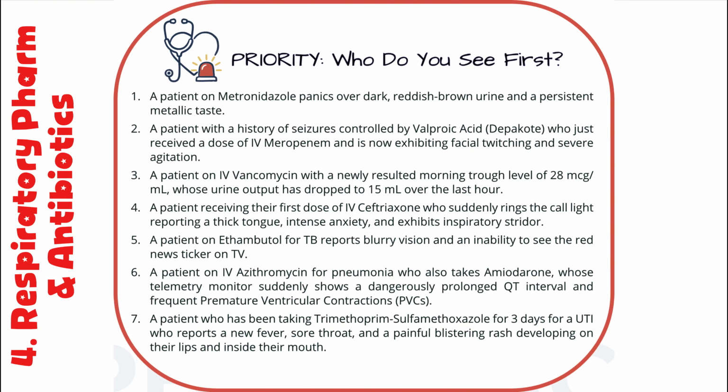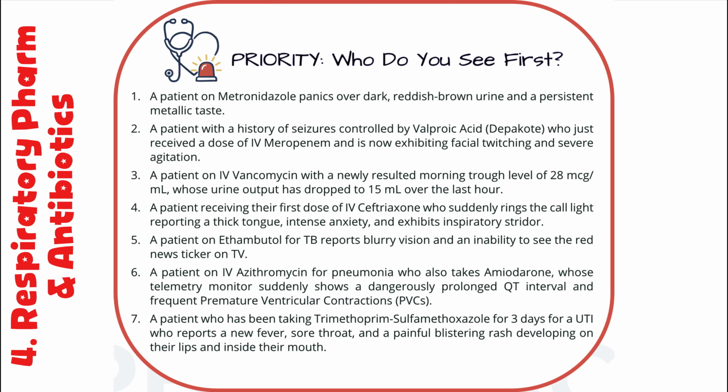Next, a patient on azithromycin who's also taking amiodarone, now showing a prolonged QT and frequent PVCs. That's a fatal torsades de pointes forming in real time. Then, a seizure patient on valproic acid who just received meropenem and is now twitching. Their seizure threshold is crashing towards status epilepticus. Then, a patient on trimethoprim-sulfamethoxazole with a new fever, sore throat, and blistering lesions in the mouth. That's Stevens-Johnson syndrome, and the drug must stop immediately.